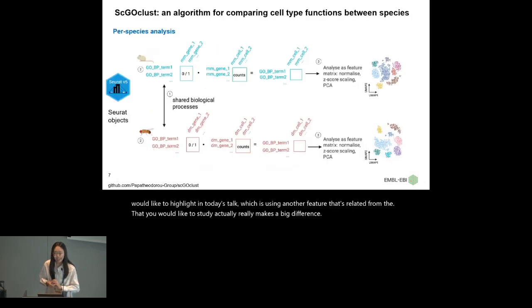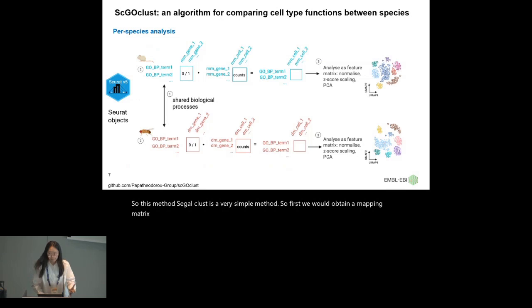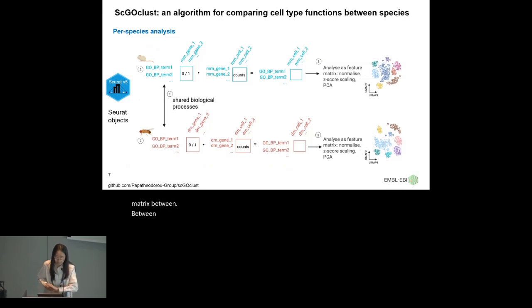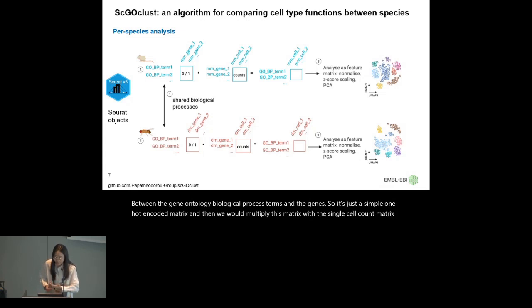This method, ScGOclust, is a very simple method. First we obtain a mapping matrix between the Gene Ontology biological process terms and the genes. It's just a simple one-hot encoded matrix. Then we multiply this matrix with the single-cell count matrix to generate a profile of the cells, but using Gene Ontology biological process terms as features. This matrix can be analyzed just like any other feature matrix. You could perform normalization, z-score scaling, dimensionality reduction, and visualization.